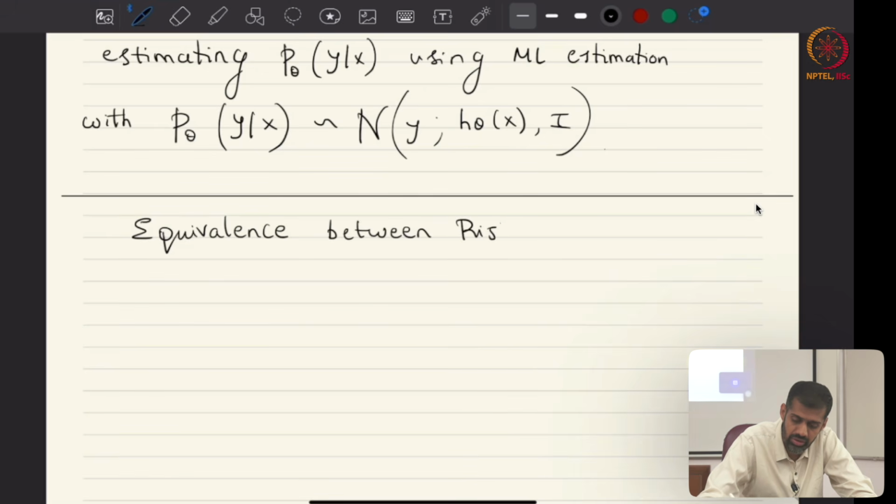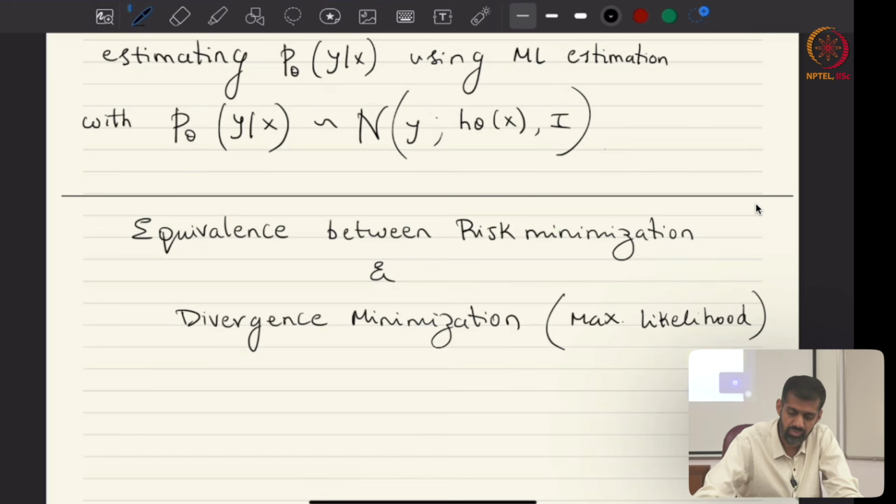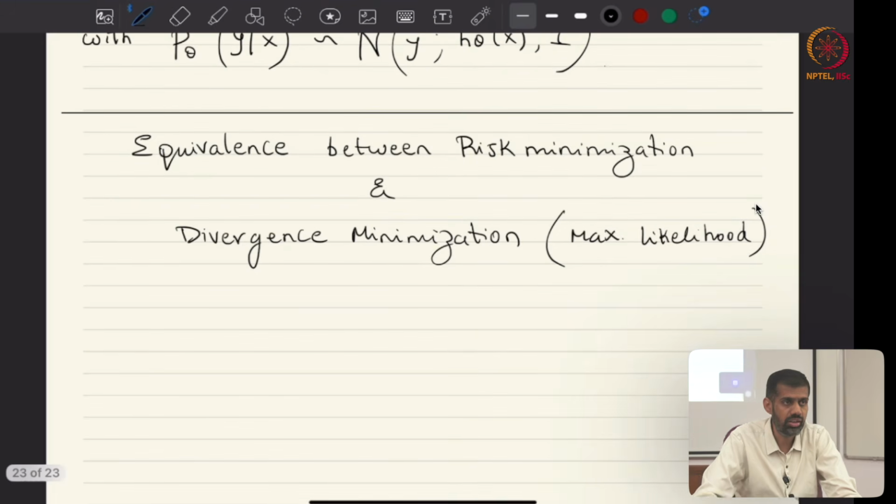Okay. So establishing equivalence between risk minimization and divergence minimization. Divergence minimization is also called maximum likelihood estimation. Minimizing the negative log likelihood. Some people call it NLL as well. I have told you that, right? So let us look at this.